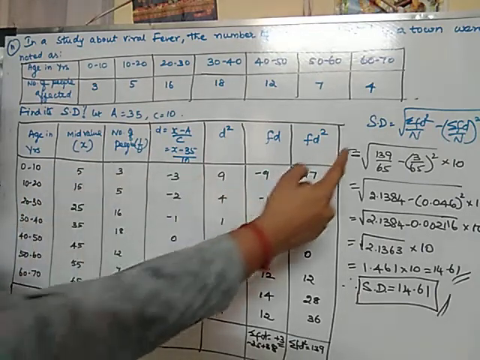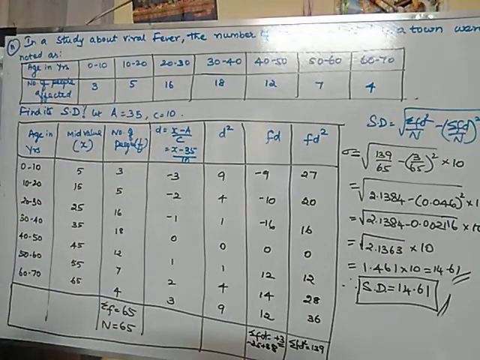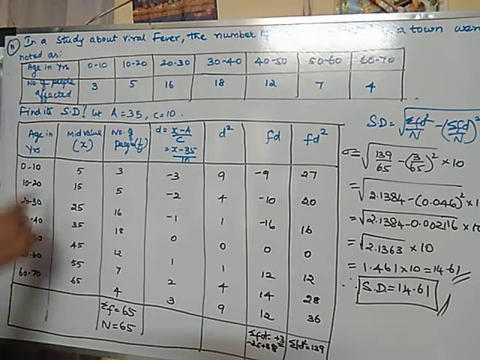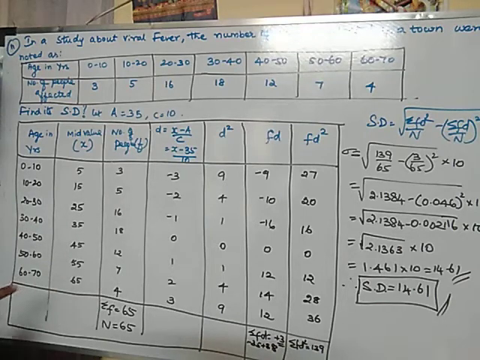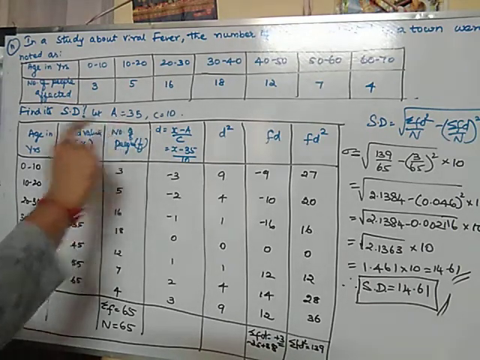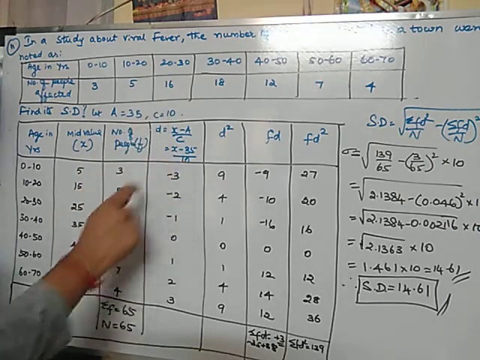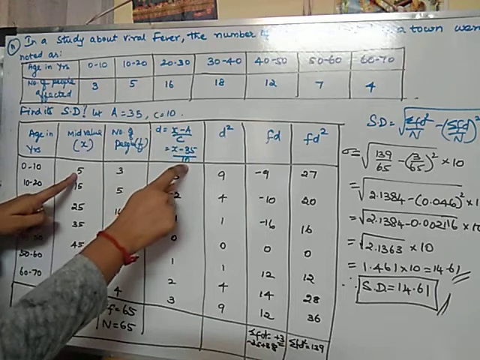Now next column you need the D, is it not? D is what? X minus A by C. Using step deviation, for D you have X minus A by C, where A is your assumed mean. So among these X mid values, you assume one value as A. The middle one you take as A. 35, you mark it as A. So C is what? The 10. So x minus 35 by 10. So your x data you subtract by 35 and divide by 10.